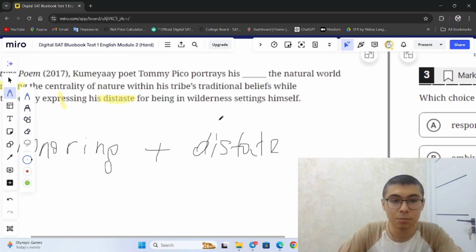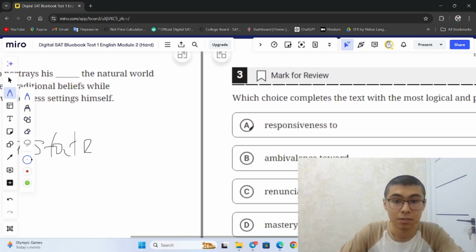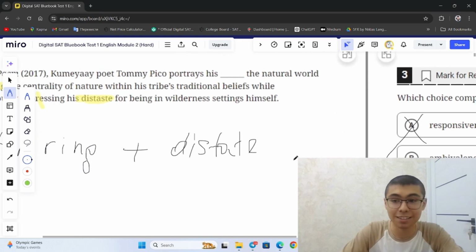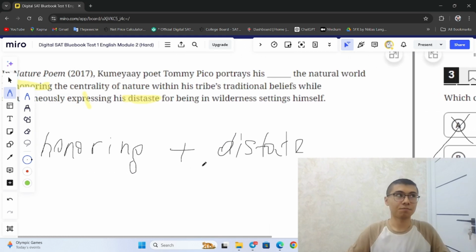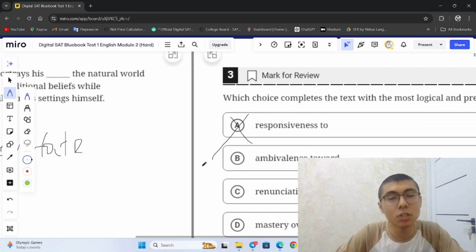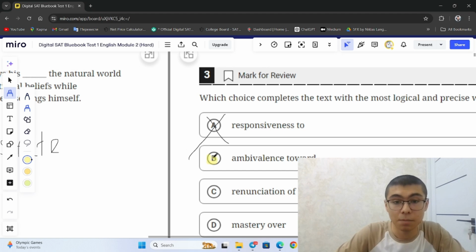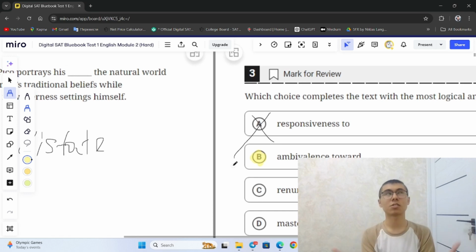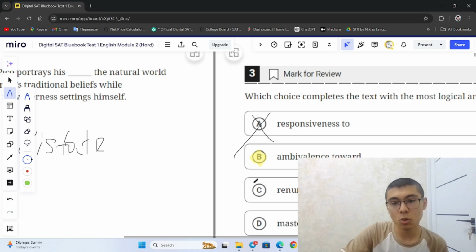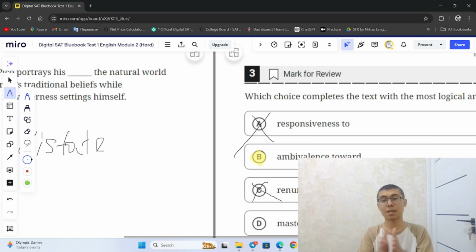Responsiveness to, it doesn't mean both honoring and distaste, right? So A is incorrect. Ambivalence toward. Yes, exactly. Ambivalence means having sort of conflicting feelings, and it's literally the same. Honoring and distaste, these are two different conflicting feelings. So I'm pretty sure that B is correct. But still, let's have a look at the other answer choices. Renunciation. What does renunciation mean? It means rejecting something. So that's why you need to know words in these types of cases.